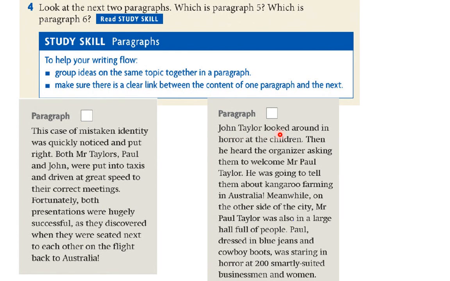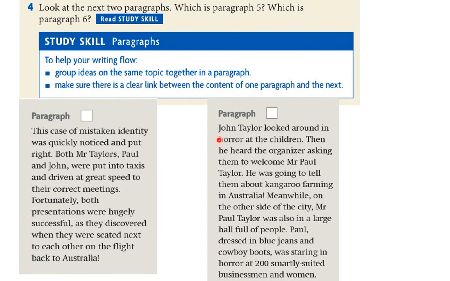John Tyler looked around in horror at the children. Then he heard the organizer asking them to welcome Mr. Powell Tyler. He was going to tell them about kangaroo farming in Australia. Meanwhile, on the other side of the city, Mr. Powell Tyler was also in a large hall full of people. Powell, dressed in blue jeans and cowboy boots, was staring in horror at 200 smartly suited businessmen and women.